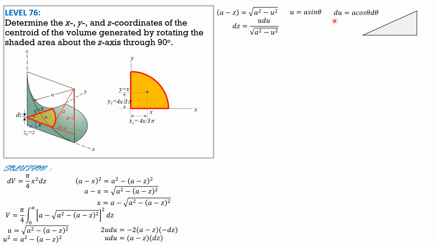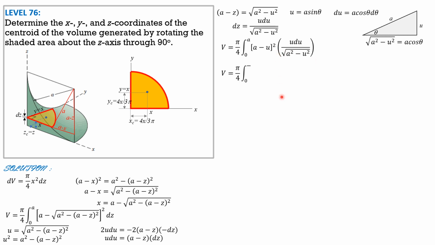So we defined sine theta equals u over a. So this is theta, this is u, opposite, a hypotenuse. So the square root of a squared minus u squared, this is the adjacent side, is a cosine theta also. So volume equals pi over 4 integral from 0 to a of x squared. x is a minus u, so a minus u quantity squared. Then dz is u du over the square root of a squared minus u squared.